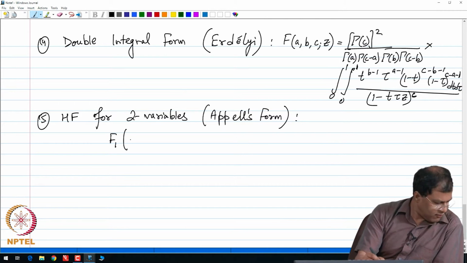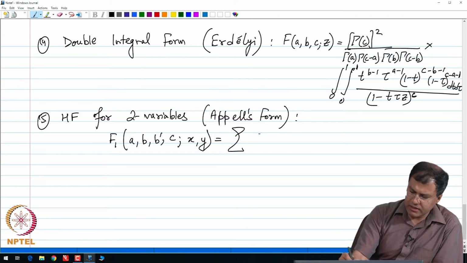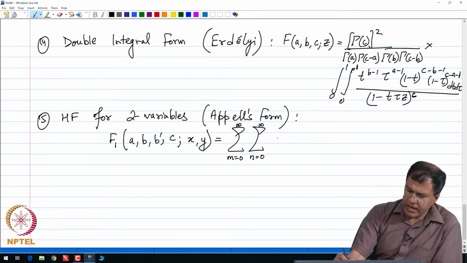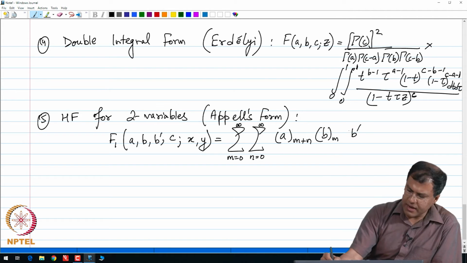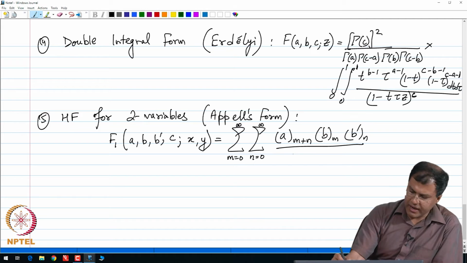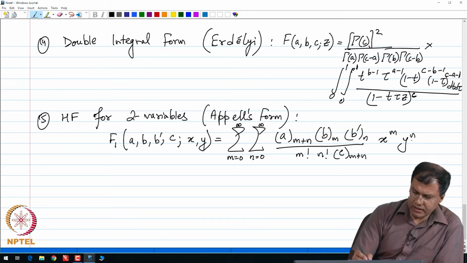F1 of a, comma b, b prime, comma c, comma x, comma y is double summation m from 0 to infinity and n from 0 to infinity of the Pochhammer symbol a of m plus n, b of m, b prime of n, by m factorial, n factorial, c of m plus n, times x to the power m times y to the power n, right.